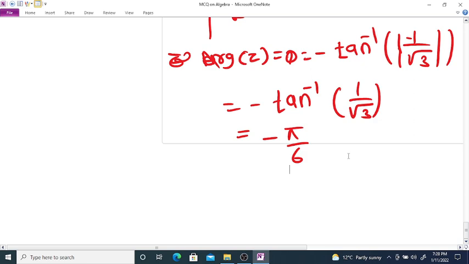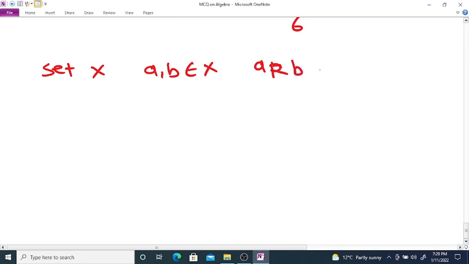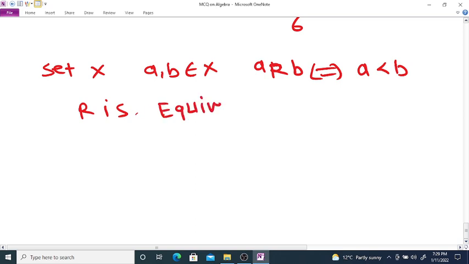Now next, consider a relation R on set X defined such that for any elements a, b from set X, a is related to b if and only if a is less than b. Check whether R is reflexive, or an equivalence relation. Check whether R is an equivalence relation.